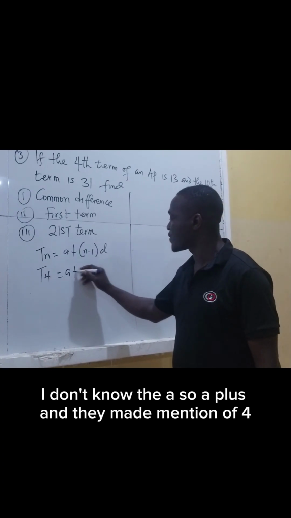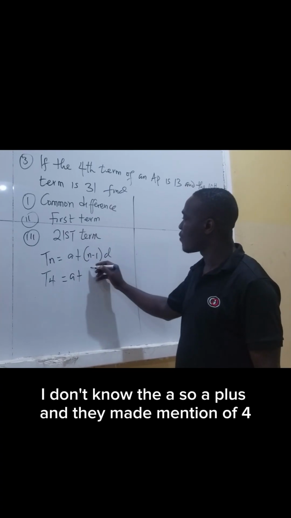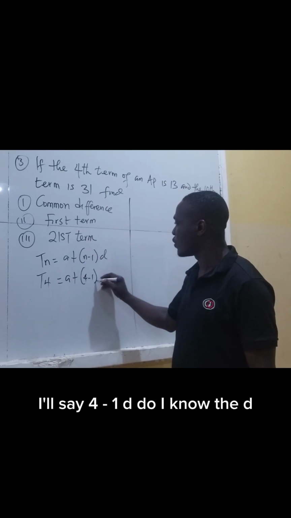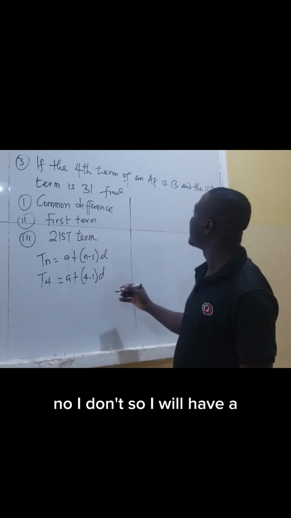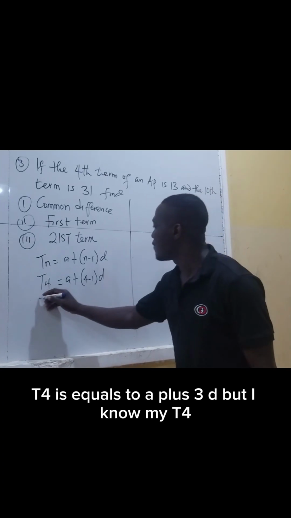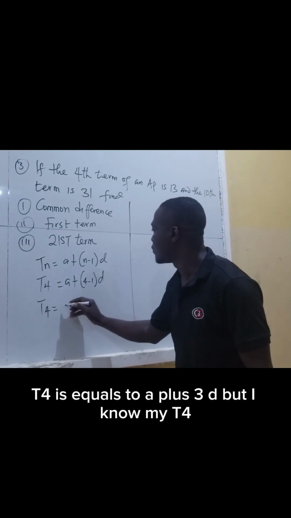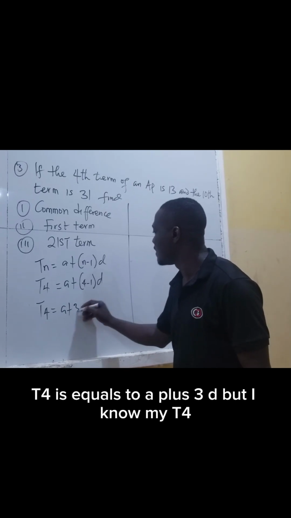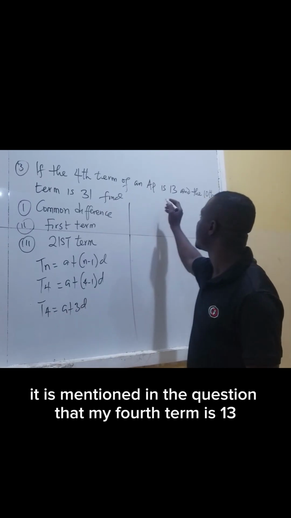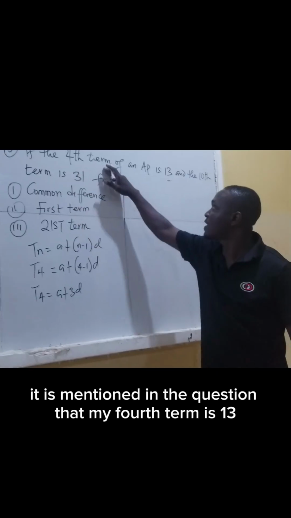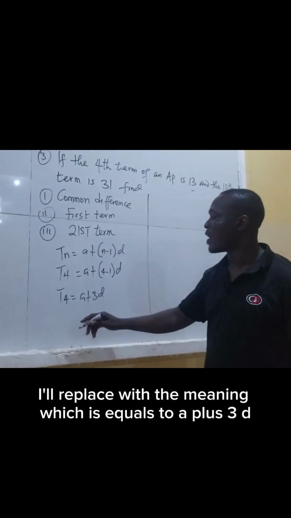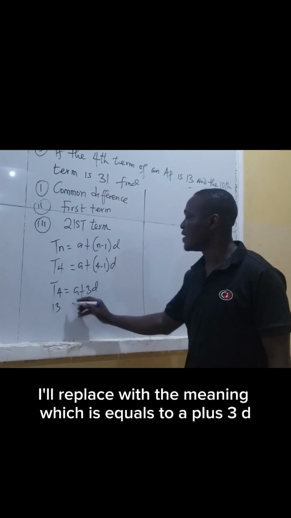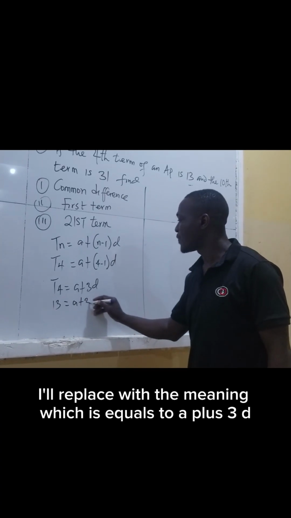So A plus n, the mention of 4. I'll say 4 minus 1. D, do I know the D? No, I don't. So I will have T4 is equals to A plus 3d. But I know my T4. It is mentioned in the question that my fourth term is 13. So in place of T4, I will replace with the meaning, which is equals to A plus 3d.